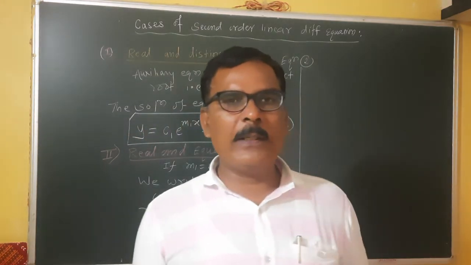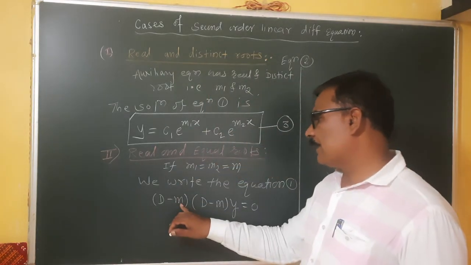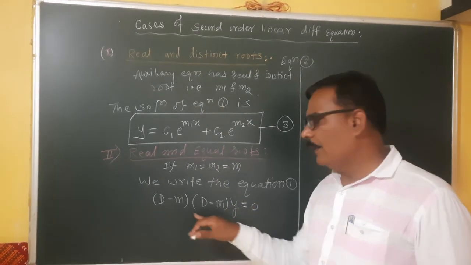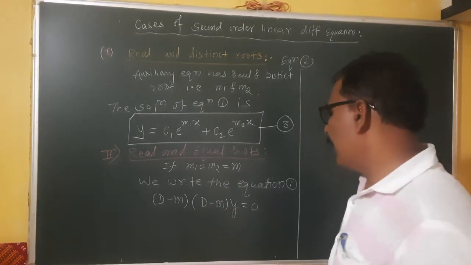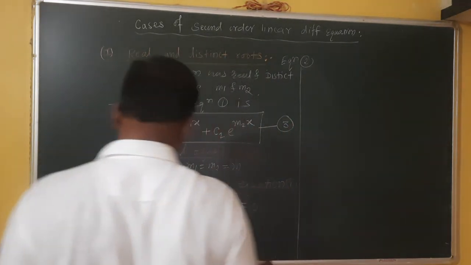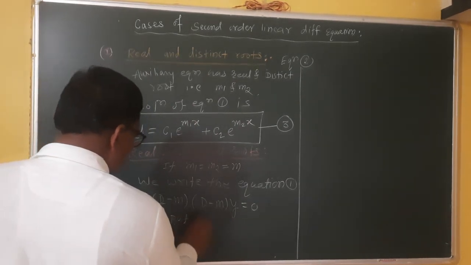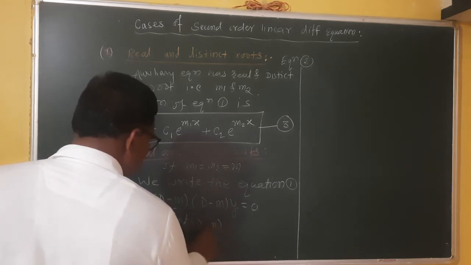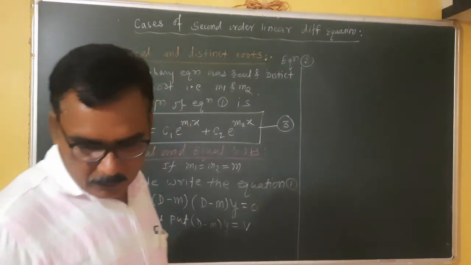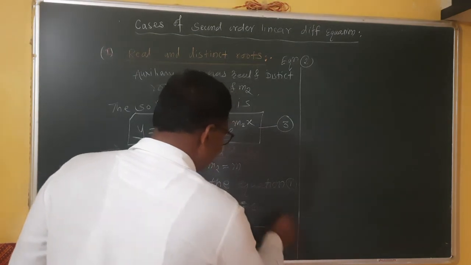First root is say m1 and second root is say m2. So the factors we have to consider: D minus m1, replace m1 by m, and m2 also replaced by m. That is (D minus m)(D minus m) y is equals to 0. Let us put here (D minus m) y is equals to v. That is equation number 4.